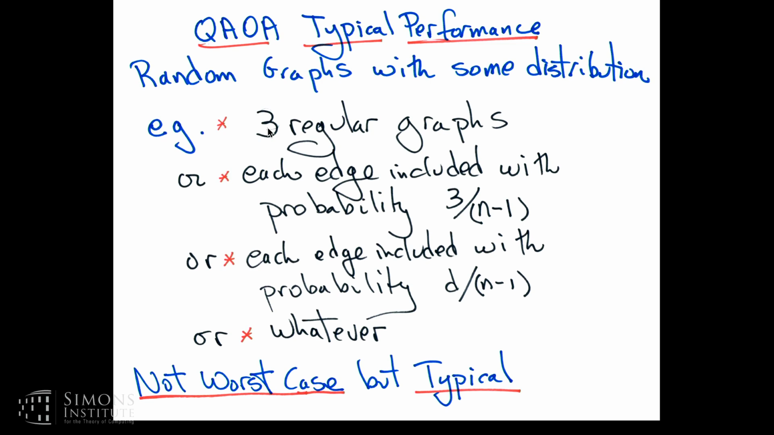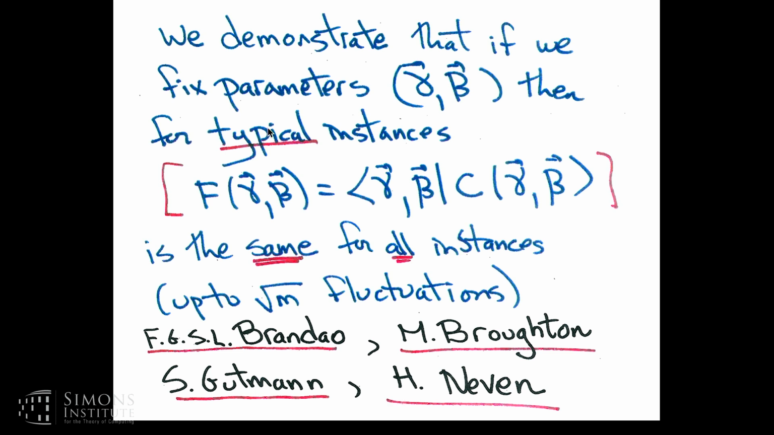And I'm not looking at worst case, but I'm looking at typical. Now, what we're going to demonstrate is that if you look at the expected value of the cost function in the state gamma beta, for typical instances, this function is the same for all the instances. So this thing concentrates. And that's sort of interesting. Up to corrections, I wrote a paper on this with Fernando, Michael, Sam, and Hartmut. Let me argue why this concentration is the case. It's very useful to know this.